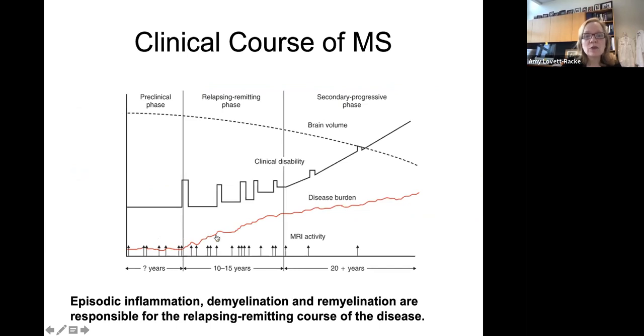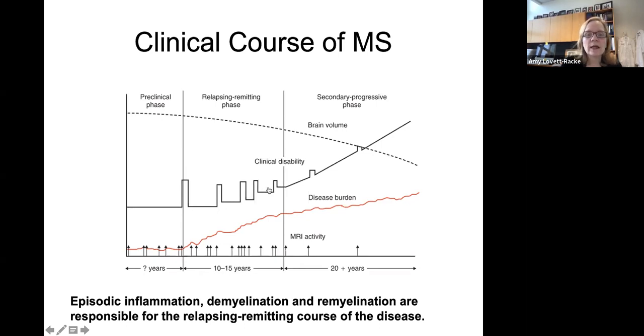If you look at the course of MS, the most common course is what we call a relapsing remitting course, where you have onset of new symptoms and recovery. This happens intermittently. Some people have it every year or two, some people can have exacerbations once a decade, and some people have maybe several in a year. So this varies a lot.